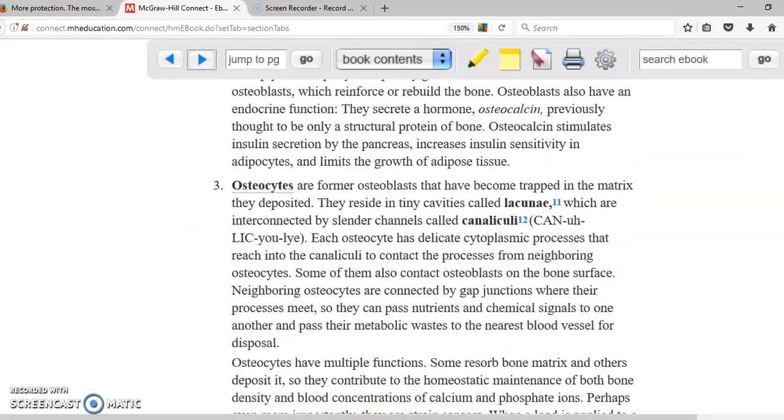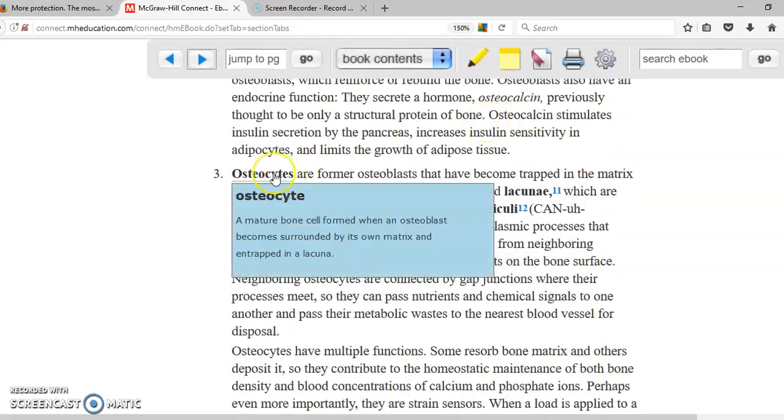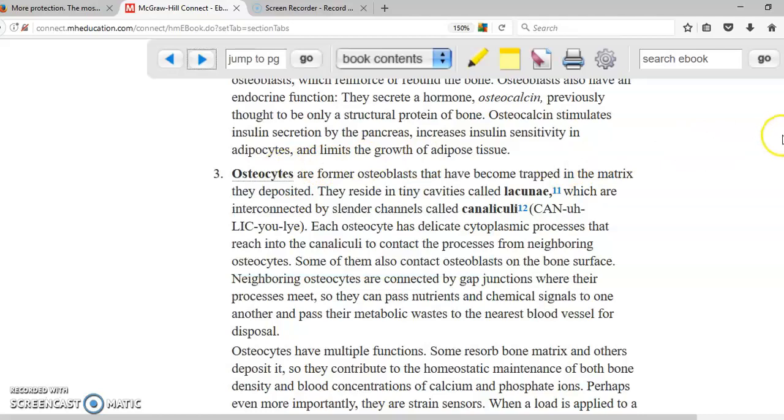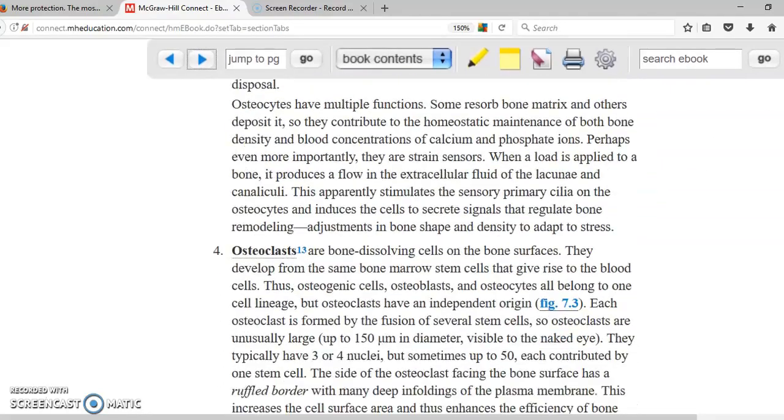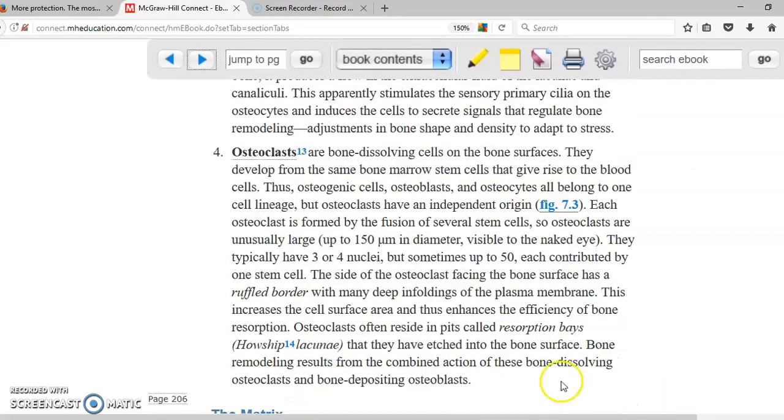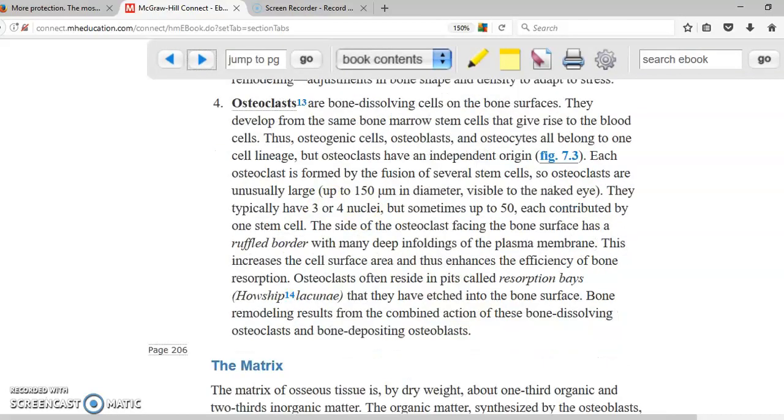Then we keep going down. The next one is osteocyte. Osteocytes are osteoblasts that have become trapped in the bone once the osteoblast builds the bone. So we keep scrolling down, and the next one that we're going to have is the osteoclast. The osteoclast is going to destroy the bone. Not only that, but the osteoclast is going to help us reshape our bones.